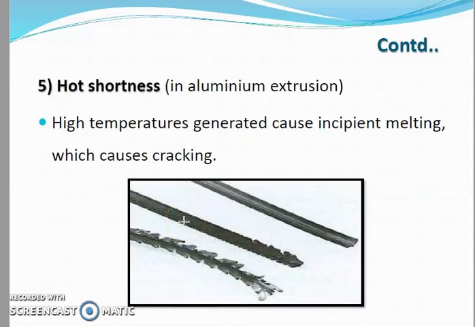Next, we say hot shortness in aluminum extrusion. It occurs when the high temperature generated causes incipient melting, which causes the cracking.